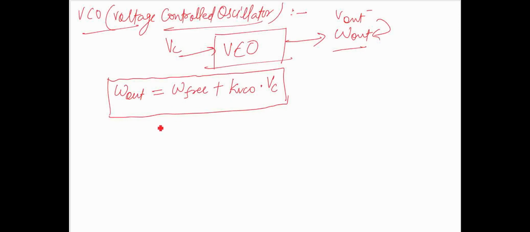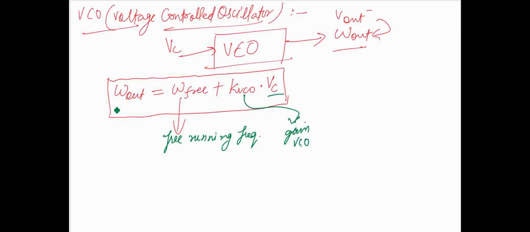Omega free is called the free running frequency. And what is this KVCO? KVCO is the gain of the VCO. Now you can see from this equation, if we increase VC, then omega out will increase. So there is a linear relationship between VC and omega out.